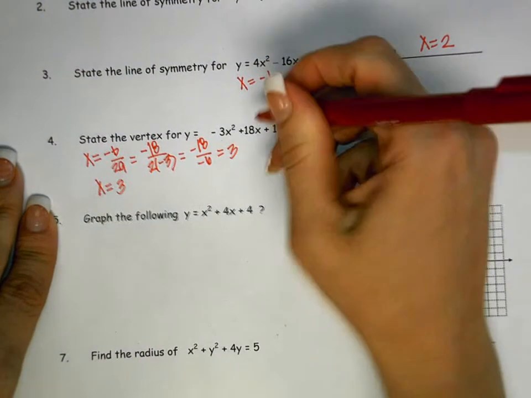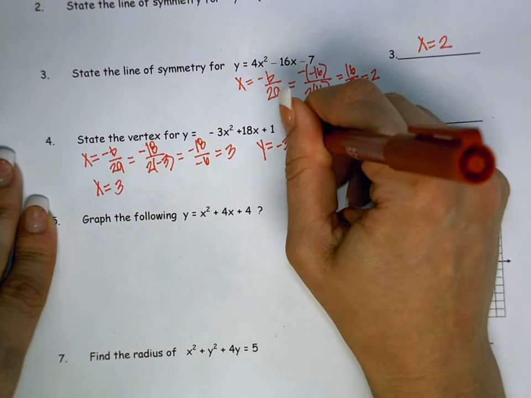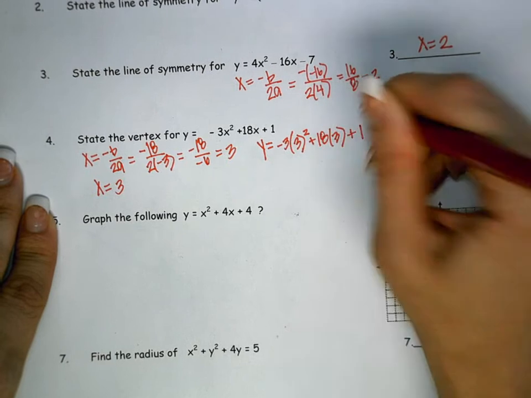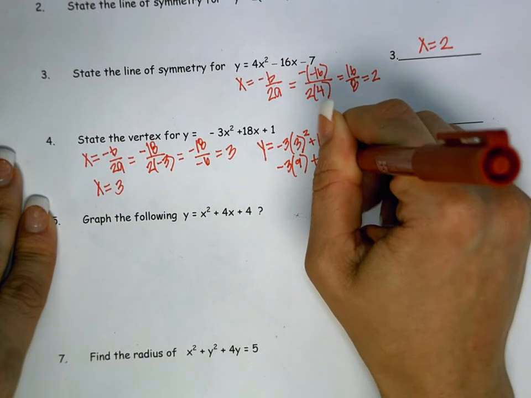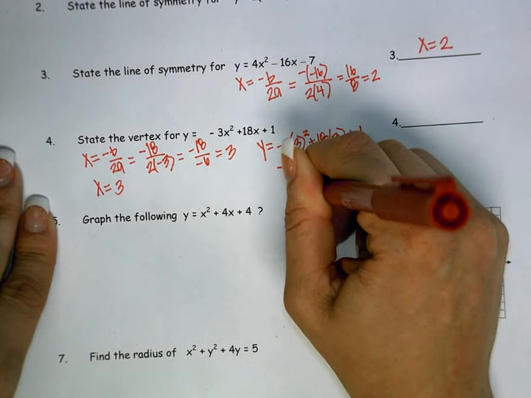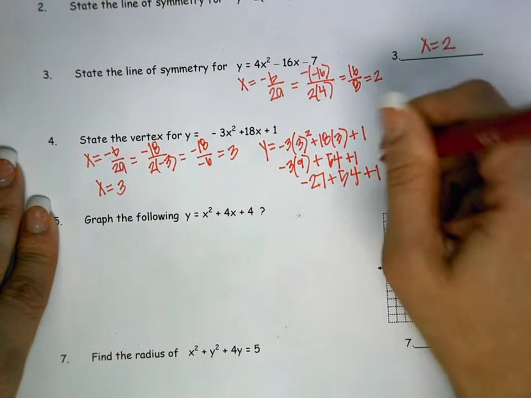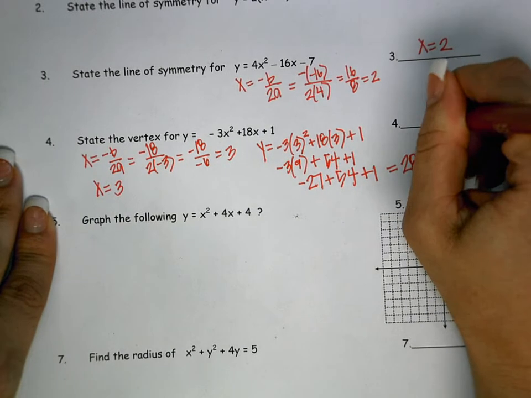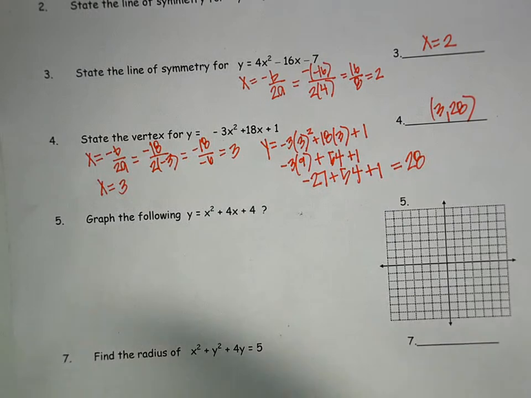Plug this in to find the y. So y equals -3 times 3 squared plus 18 times 3 plus 1, so -3 times 9. Plus 54 plus 1. -27 plus 54 plus 1 is going to give you 28. So your vertex will be at 3, 28. Okay, 3, 28.